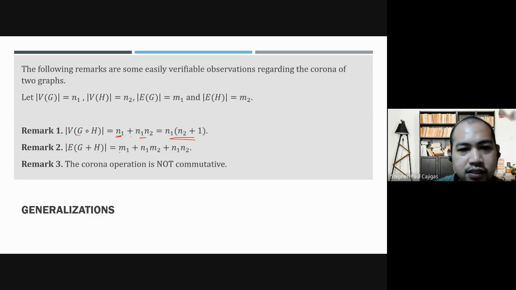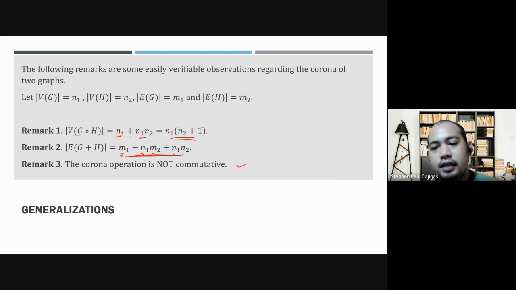Then for the number of edges, we have the original number of edges in the first graph, plus the number of vertices in the first graph times the number of edges in the second graph, plus the number of vertices in the first graph times the number of vertices in the second graph. So that is our formula for the number of edges. And the third remark is that the corona operation is not commutative because G circle H is not necessarily equal to H circle G, and we have seen that they are not equal.